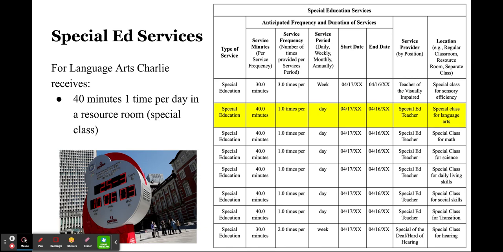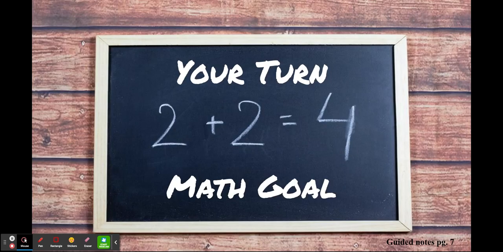This does not have to equal an amount of time that a student is in a particular class period. It's really about the amount of time it's going to take us to provide the SDI and meet the goal. So now it's your turn. On pages 8 and 9 of your guided notes, you will find a present level for Charlie in math. Using the tools we've just shown you, create a math goal for Charlie, and don't forget to include his SDI.